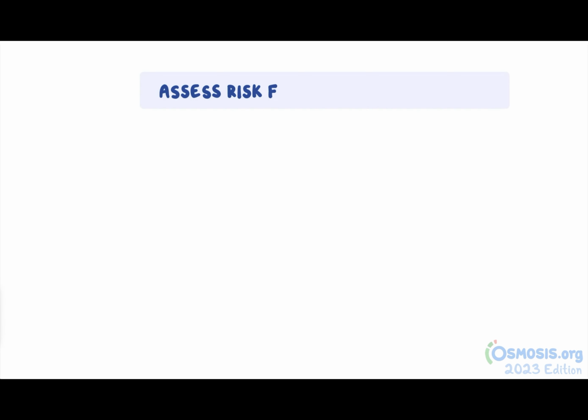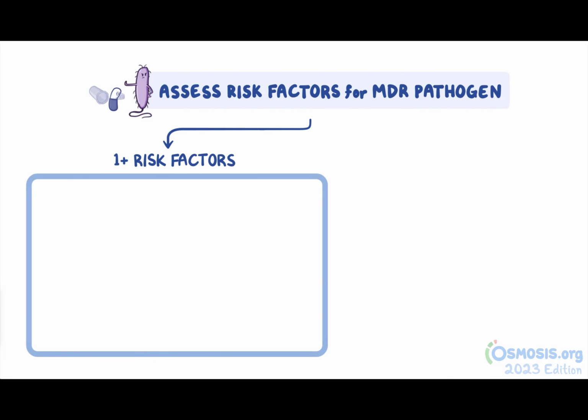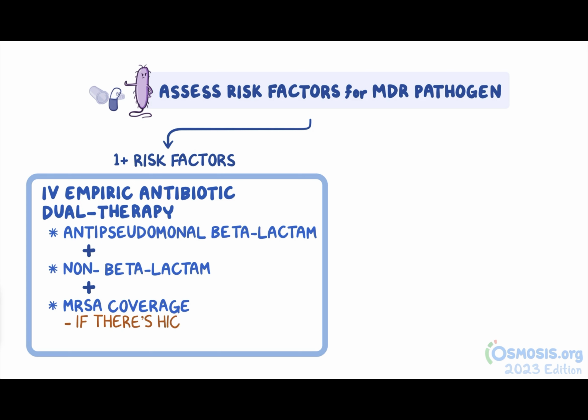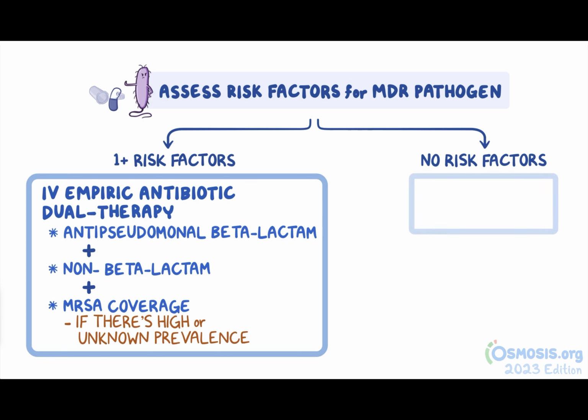Then evaluate the patient's risk for infection with MDR pathogens. Patients with one or more risk factors require IV empiric antibiotic dual therapy with an anti-pseudomonal beta-lactam and a non-beta-lactam, as well as MRSA coverage if there's high or unknown prevalence. Those with no risk factors are treated with IV antibiotic monotherapy.